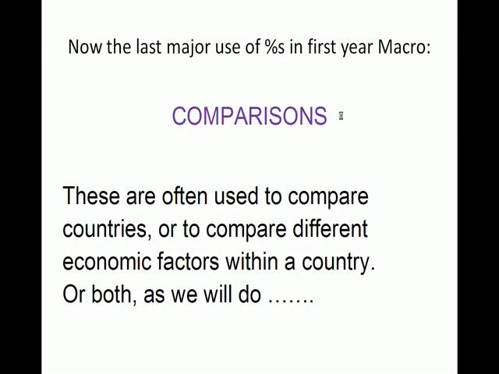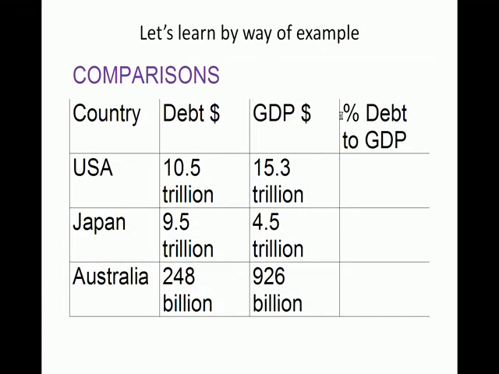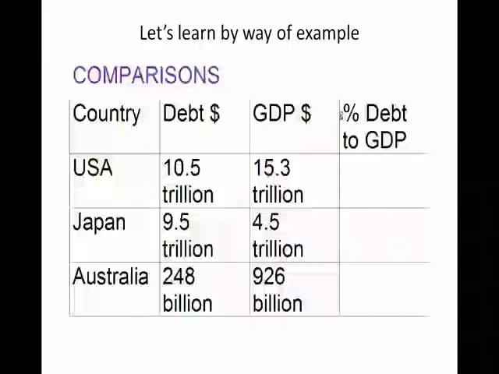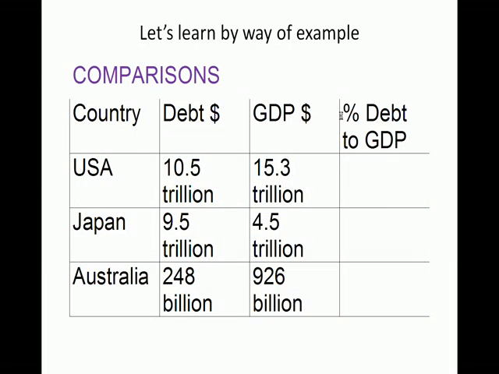Now the last major use of percents in the first year macro is comparison. These I find fascinating. They're often used to compare countries or to compare different economic factors within a country, or both, as we'll do. Let's learn by way of example. Let's look at the debt to GDP ratio for three major countries, the USA, Japan and Australia. At a certain point in time, the debt and GDP of each country was like this.